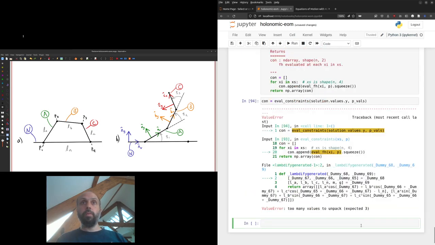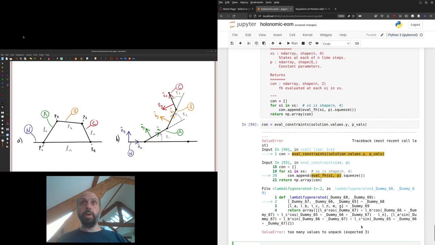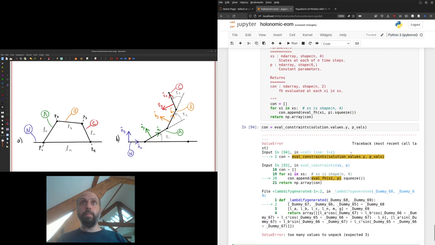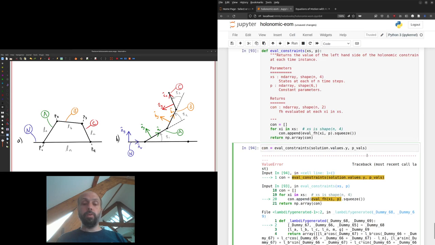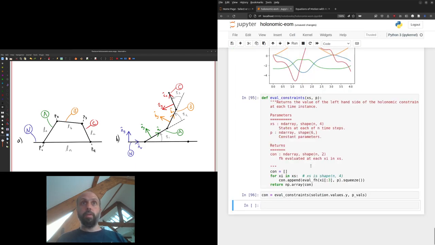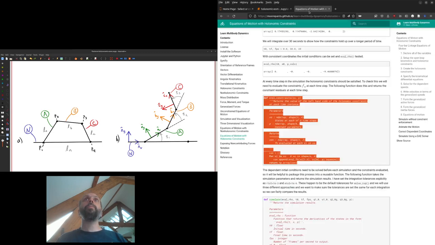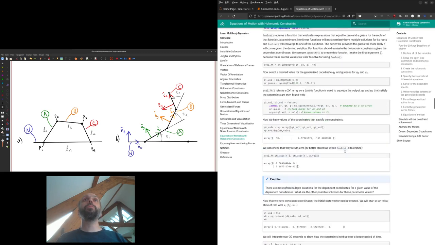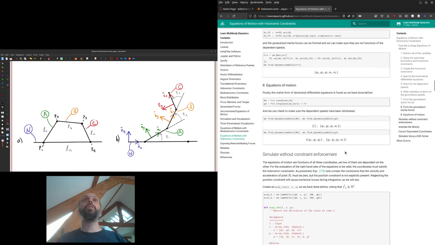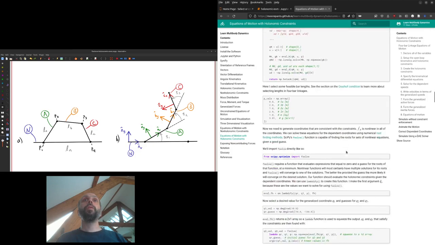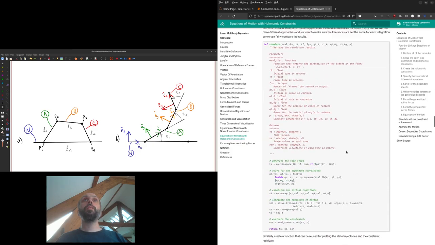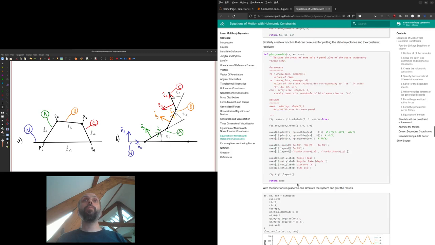And we get an error, too many values to unpack. Oh yeah, it doesn't take any of the u's, so this is supposed to just be xi 0 to 3, I believe. All right, that probably will work. And now I'm going to copy my plot function that I created somewhere here, so we don't have to write that over again. There we go, plot results.